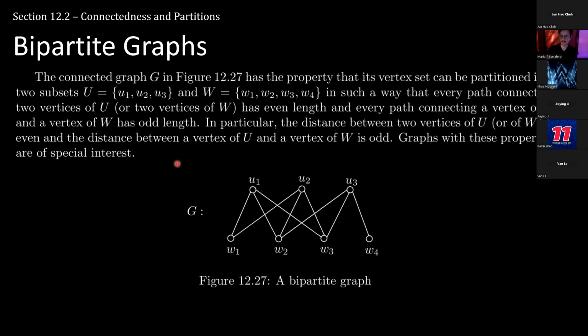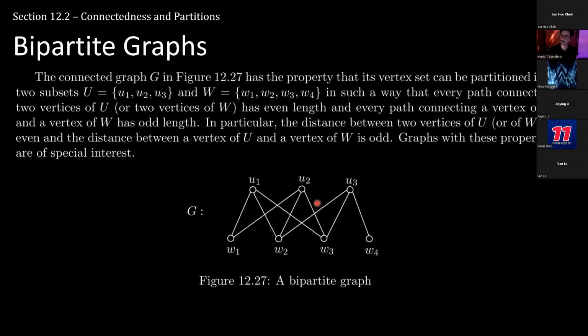Anyway, so history aside, there's also this notion of bipartite graphs. A connected graph G in figure 12.7 has the property that its vertex set can be partitioned into two subsets, U and W. You see here we have U at the top and W at the bottom, in such a way that every path connecting two vertices of U or two vertices of W has even length, and every path connecting a vertex of U and a vertex of W has odd length. In particular, the distance between two vertices of U or of W is even, and the distance between a vertex of U and a vertex of W is odd. Graphs with these properties are of special interest.